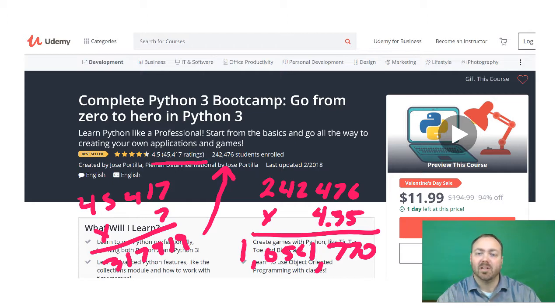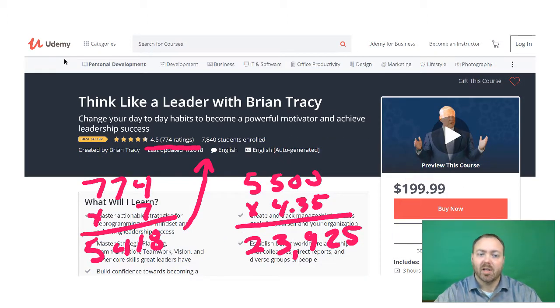Let's look at an example that's maybe a little bit more modest. This is Brian Tracy. I don't know anything about Brian, but I looked at his numbers and I thought they were interesting. So he has 774 ratings. Times 7, that would expect us to see about 5,418 students. In reality, he's got 7,840 students. So I'm going to take a bet that about 2,000 or maybe a little bit more than 2,000 of his students didn't pay.